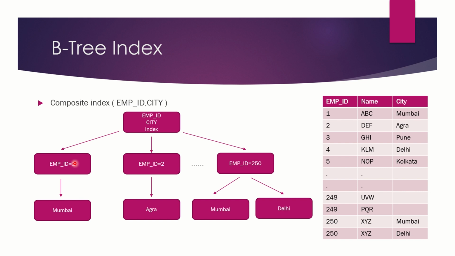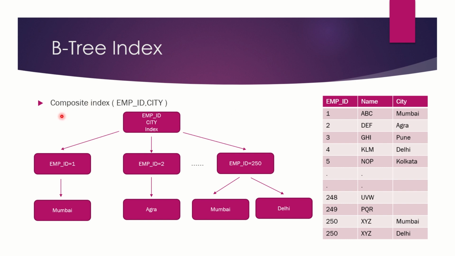For example, employee ID is equal to 1 has one city associated, that is Mumbai. So the entry for Mumbai city will be recorded under employee ID is equal to 1. Similarly, for employee ID is equal to 250, there are two cities, Mumbai and Delhi. So the index entries for the respective cities will be added under employee ID is equal to 250.